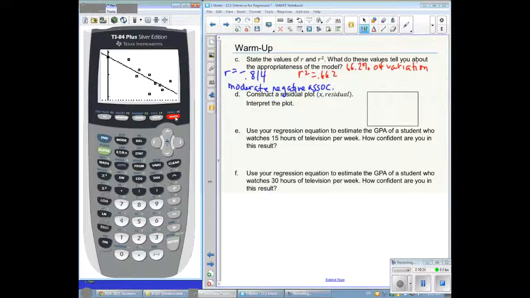So 66% of the variation in the y variable, which in this case is GPA, is explained by or accounted for by the regression equation. And we want to make sure we refer back to our explanatory variable, TV hours. Okay?